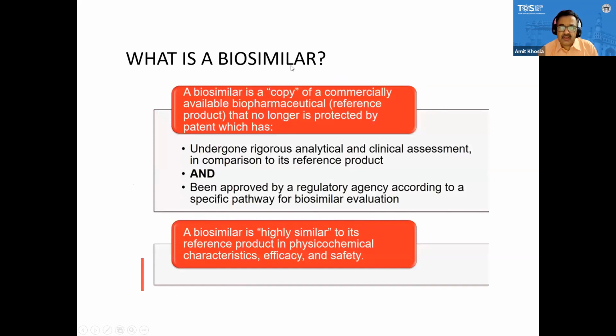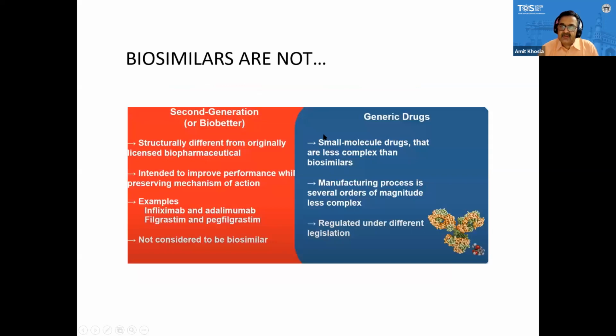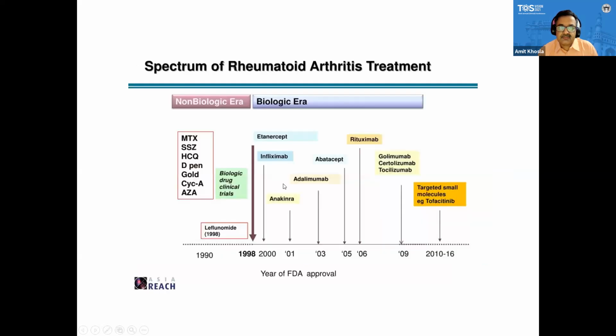So when you copy a biological, it's called a biosimilar, and it has to undergo the same rigorous analytical and clinical assessment. And remember that you may have different chemicals in different biologicals. And sometimes as you improve on them, from a chimeric to a human, from infliximab to adalimumab, they are better chemicals. Now, if you were to see the history of biologicals, we had etanercept from 1998, and now we have the JAK inhibitors.